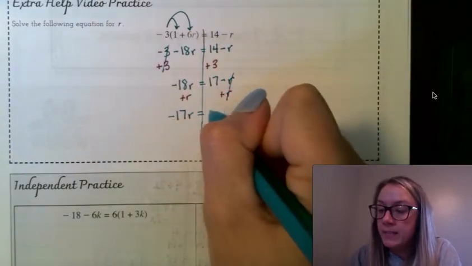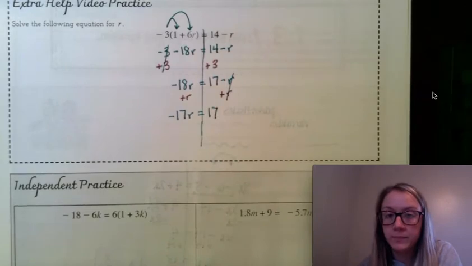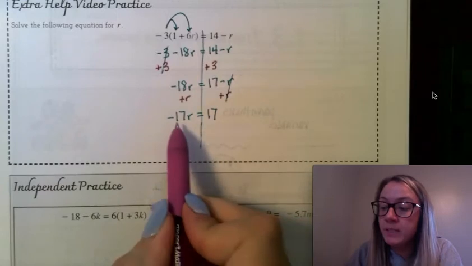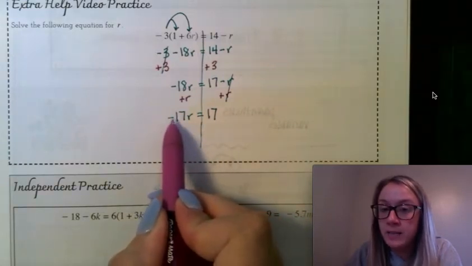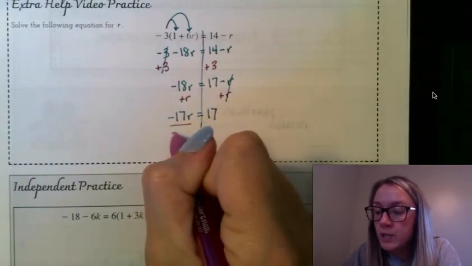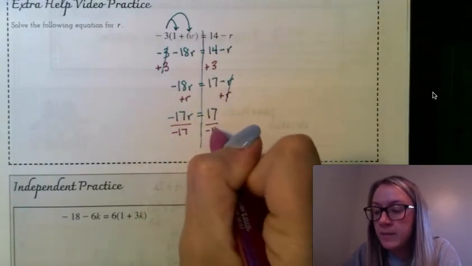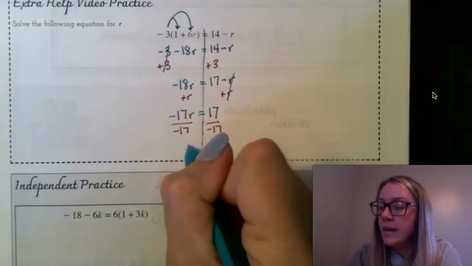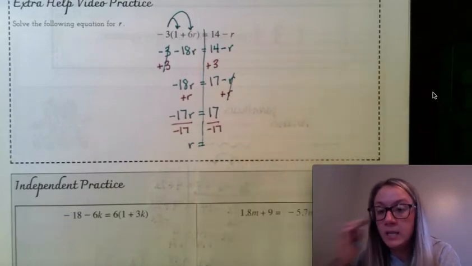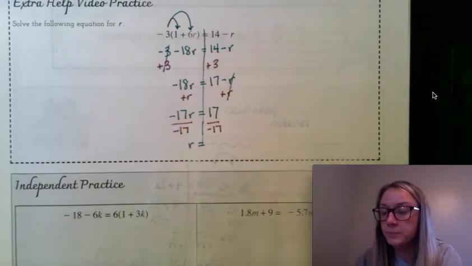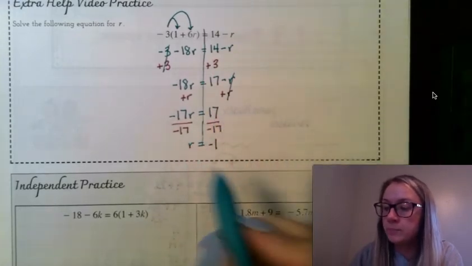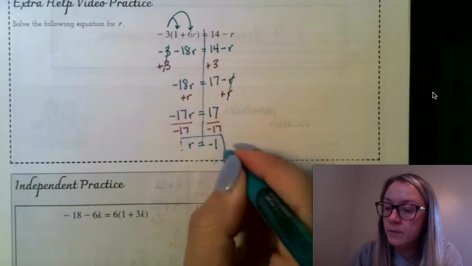And then on the right-hand side, I have a +17. To get r by itself, I need to divide because this minus sign is connected to the 17. This is a -17 and it's being multiplied to my variable. So I need to divide both sides by -17. So I have r equals +17 divided by -17. You can type that in your calculator. And we get -1. And I have r by itself.